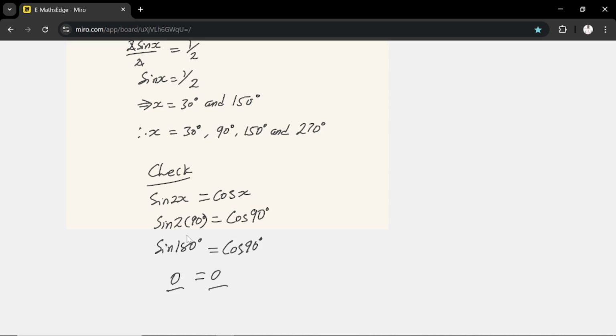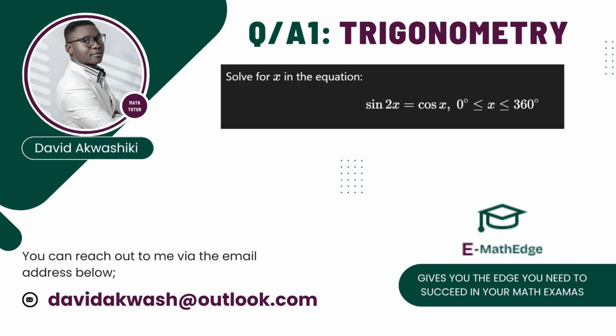If you get two different values, that means something is wrong somewhere, or possibly your final answer or the value of x is not correct. But when you have the left hand side equal to the right hand side, that confirms that the value you obtain for x is correct. So you can go further and check for 30 degrees, 150 degrees, and also 270 degrees respectively.